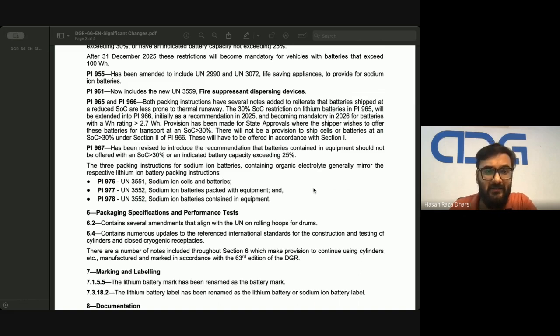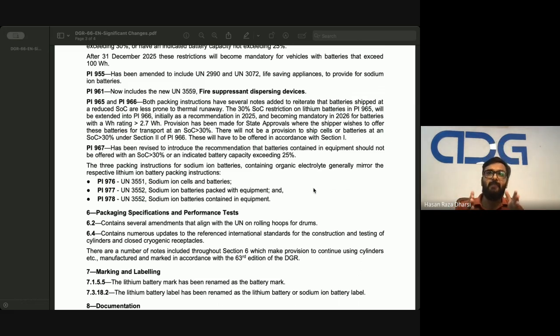Packing instruction 976, UN 3551 sodium ion cells and batteries. Packing instruction 977, UN 3552 sodium ion batteries packed with equipment. Packing instruction 978, UN 3552 sodium ion batteries contained in equipment.